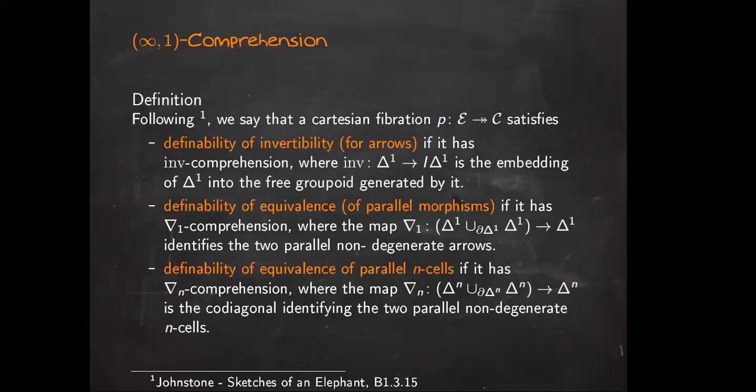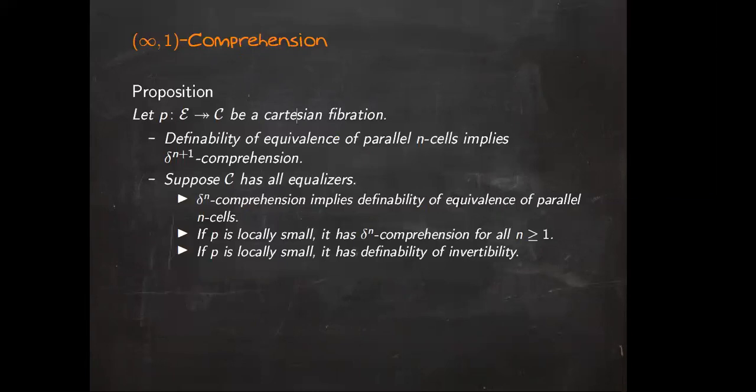And we can do this for arbitrary n. So we can consider equivalence of parallel n cells by doing the same thing for n cells. So it's a bit awkward that these are kind of globular definitions while we work in a simplicial setting. But they turn out to be rather irrelevant anyway, because we have the following proposition. Given any Cartesian fibration, then definability of equivalence of n cells implies delta n plus 1 comprehension. So we can kind of move a level up.